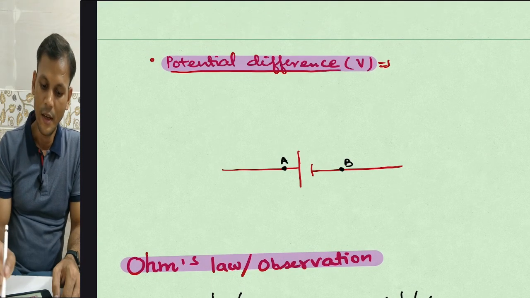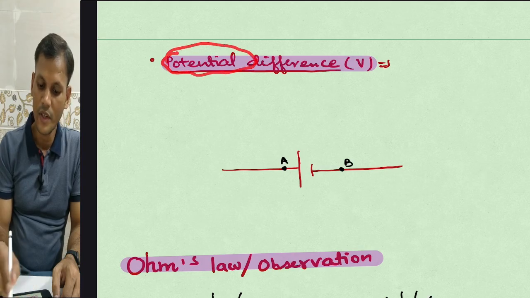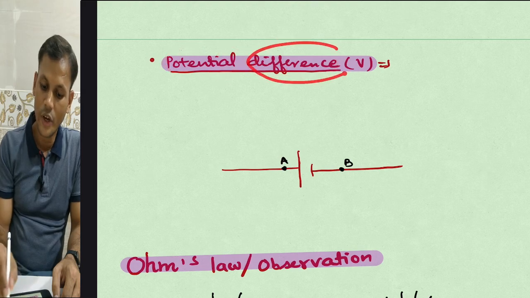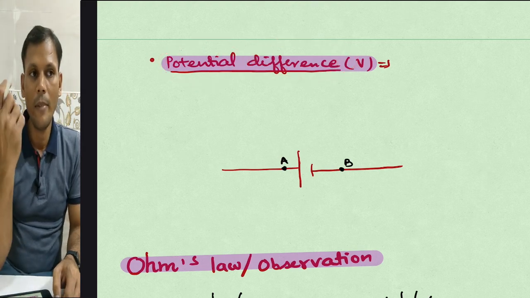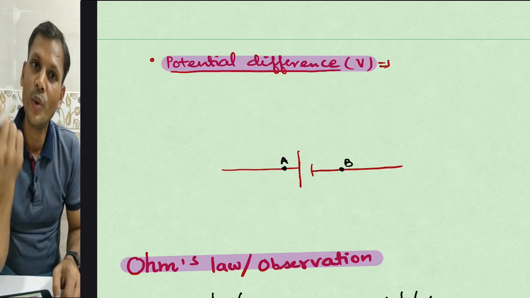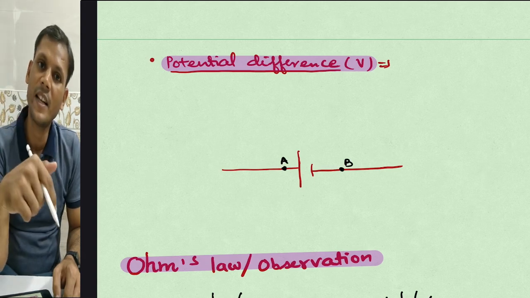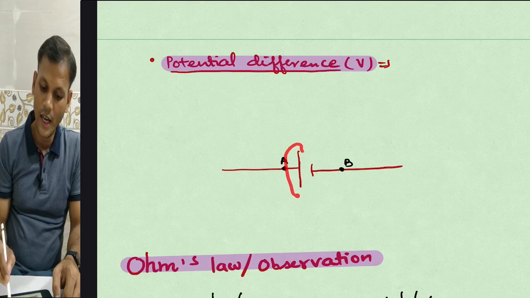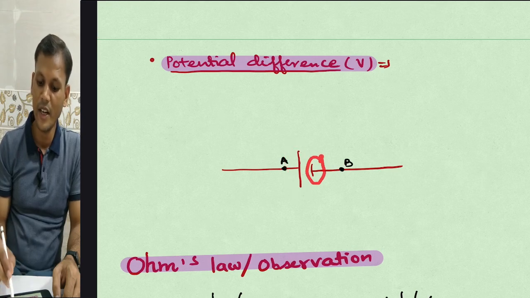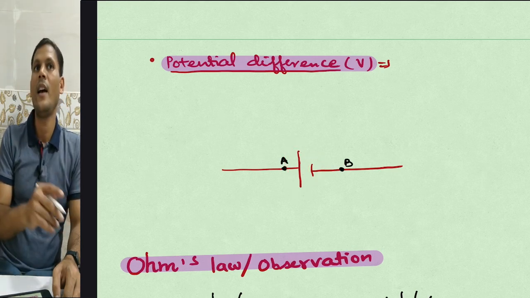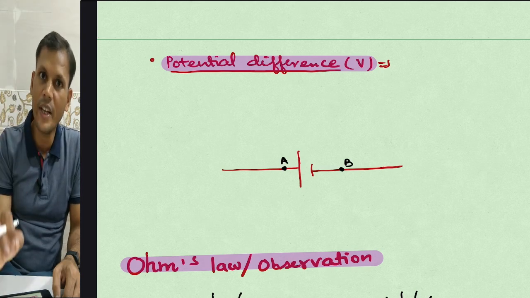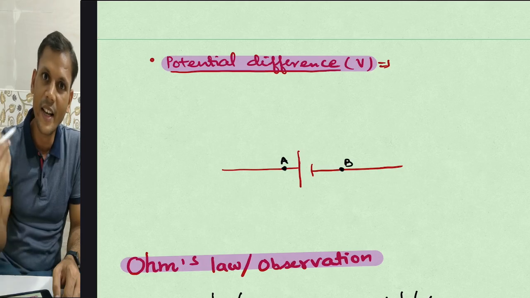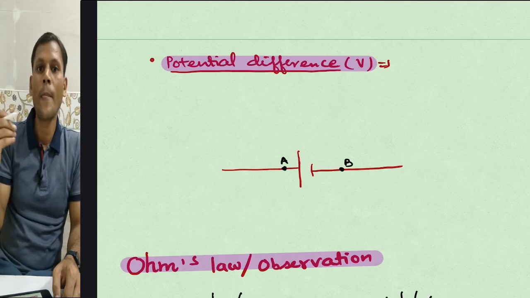Potential difference. Of course, it is the difference between two potentials. We know about the battery. A battery has two terminals. One is the positive terminal, another is the negative terminal. The positive terminal is called higher potential and the negative terminal is called lower potential. The difference between higher potential and lower potential is called potential difference.